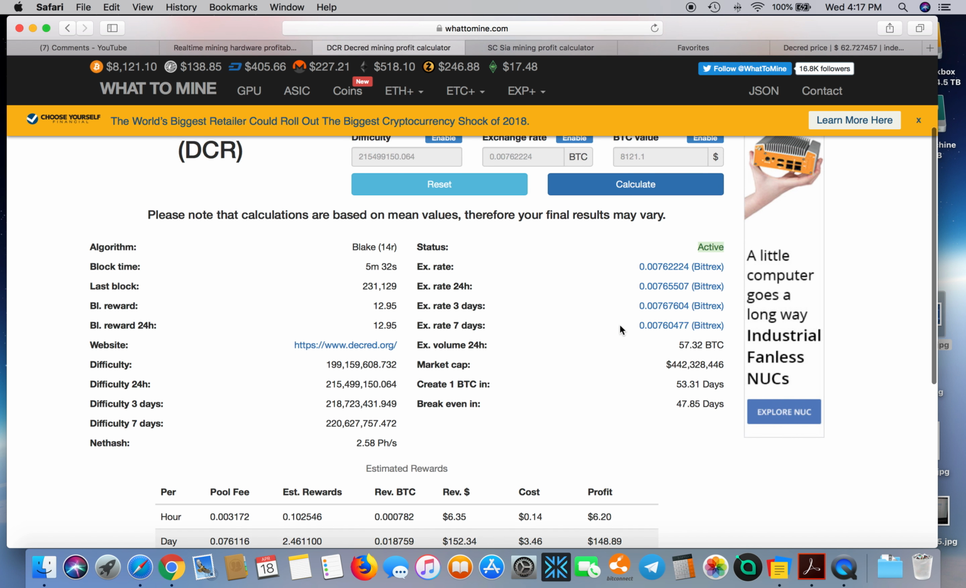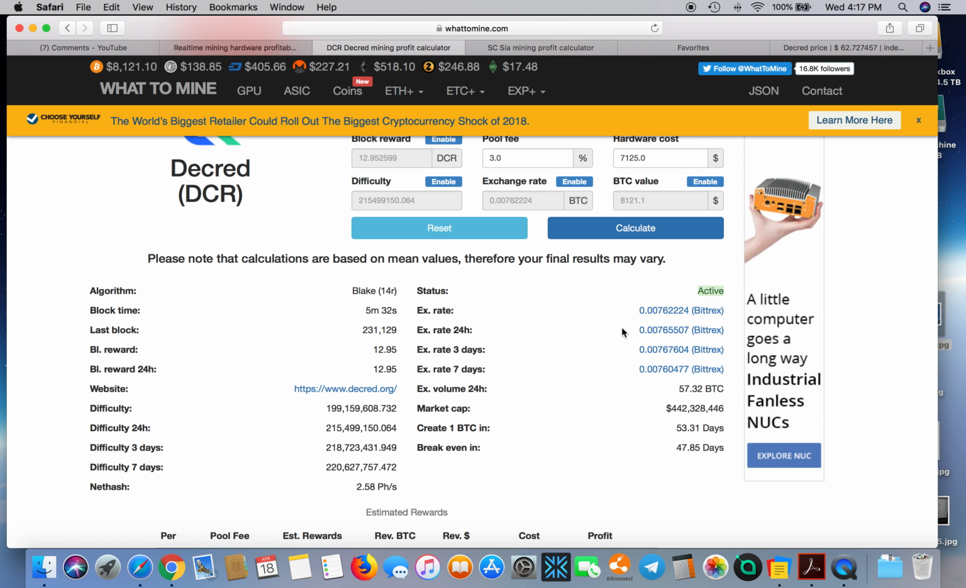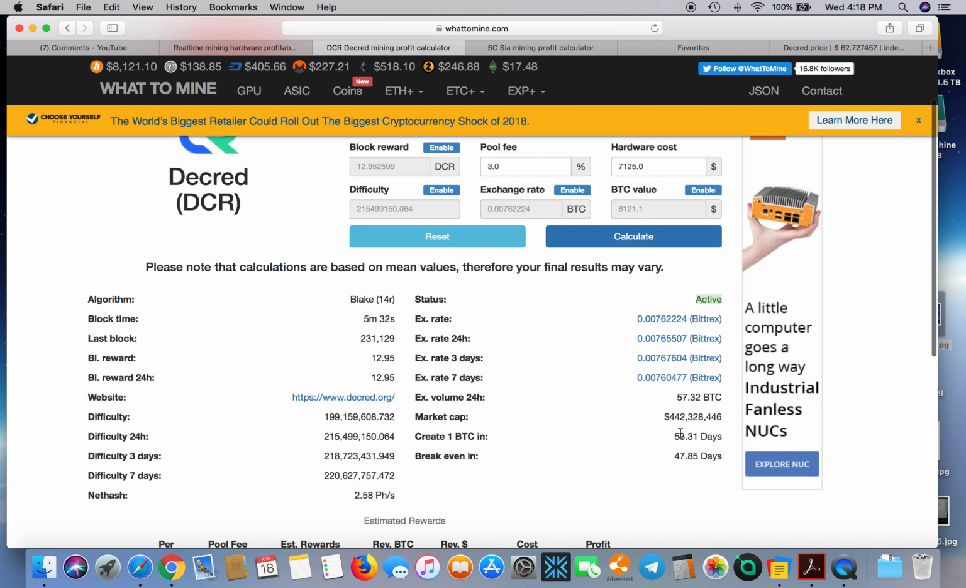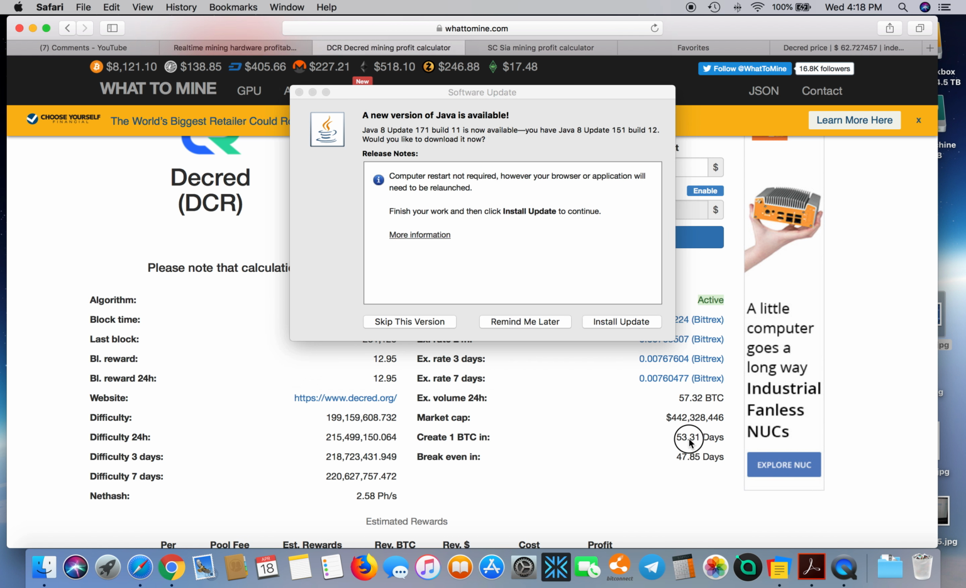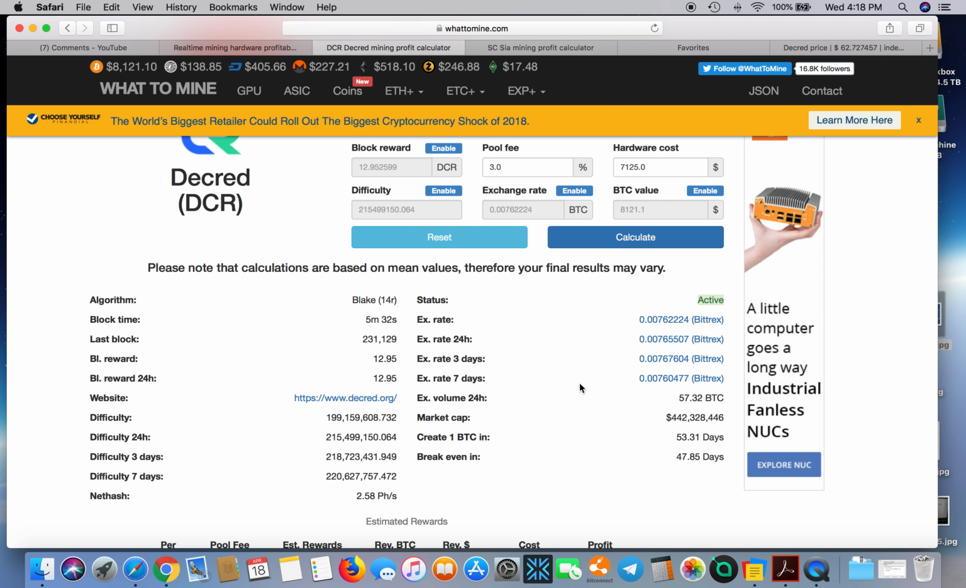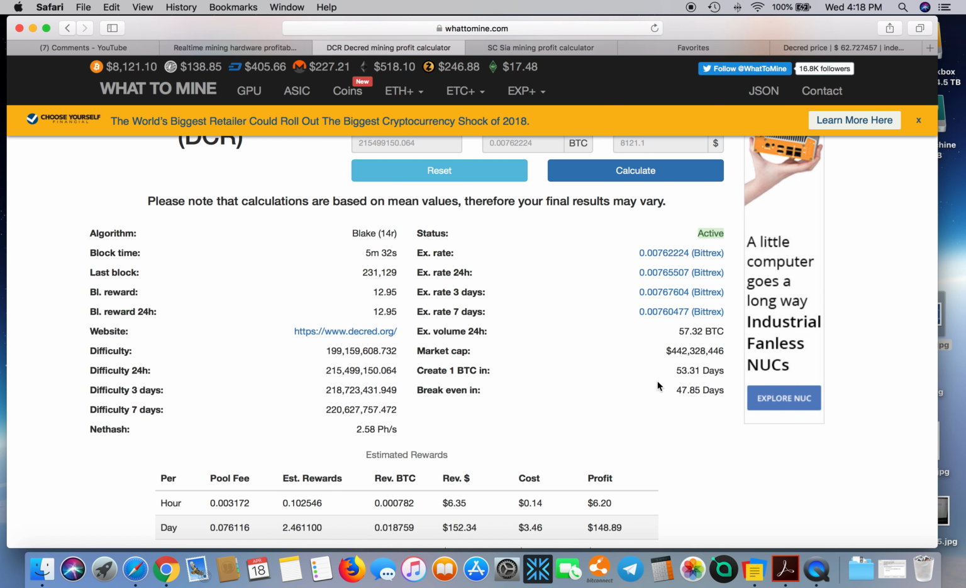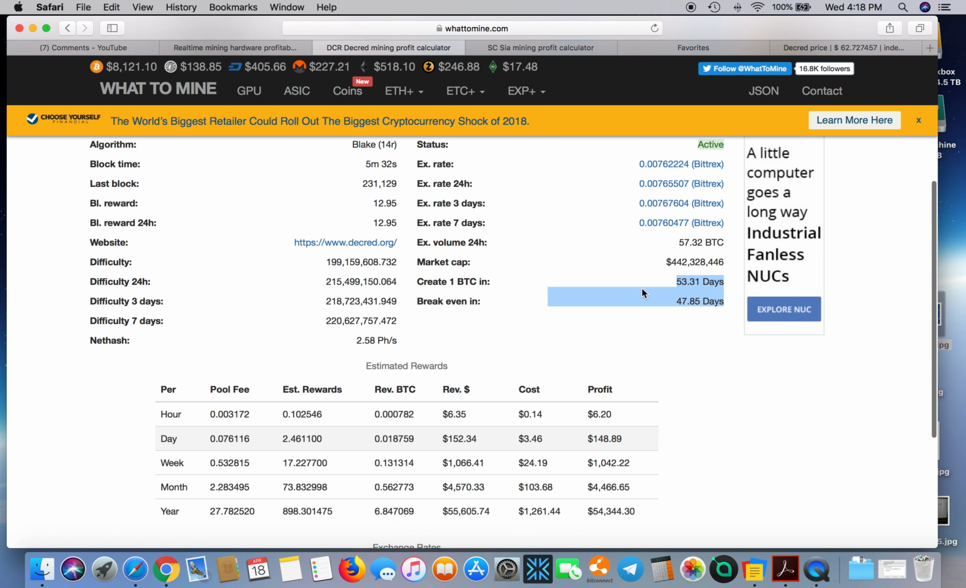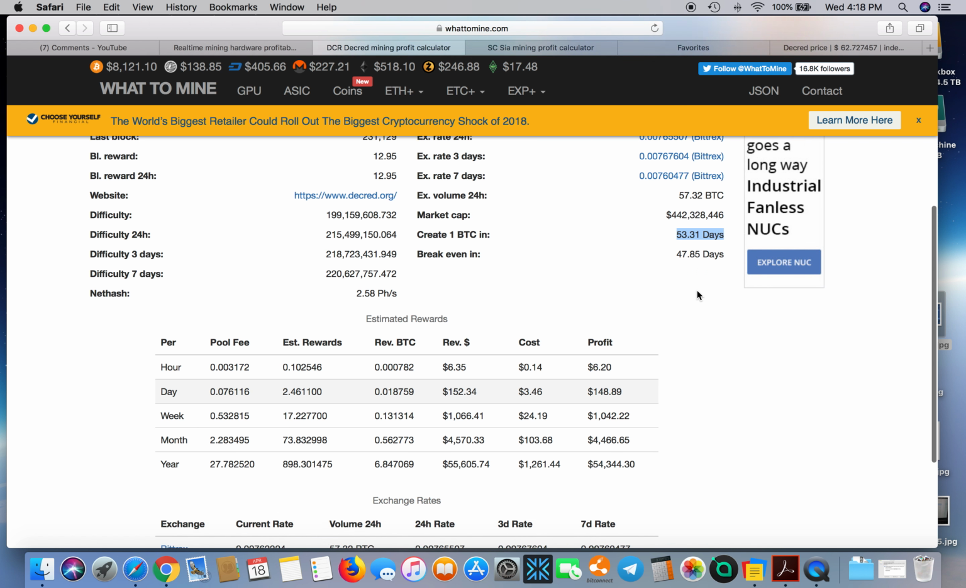I think that this is an excellent miner to get. I think the price is good, as long as you pay with a bank transfer. I mean, you're going to create a Bitcoin. Can you just wait a minute? Sorry, guys. You're going to create a Bitcoin every 53 days. This is phenomenal. I mean, it's obviously not going to stay that way.